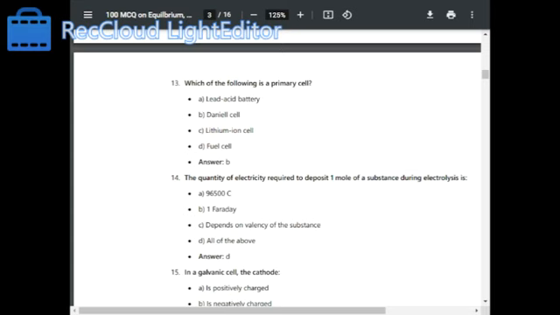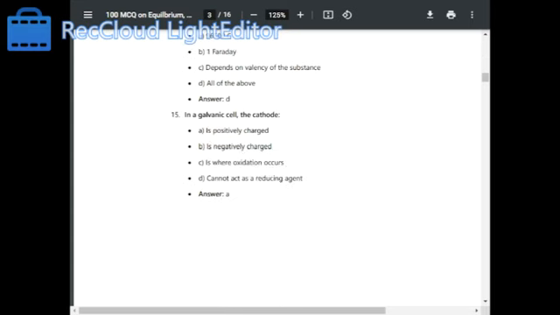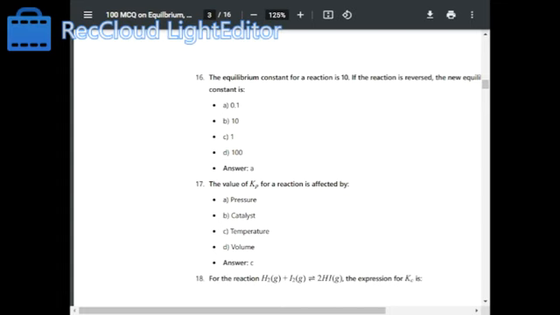Question number 15. In a galvanic cell, the cathode is option A positively charged, option B negatively charged, option C where oxidation occurs, D cannot act as a reducing agent. So in a galvanic cell, the cathode is positively charged. Option A is correct.